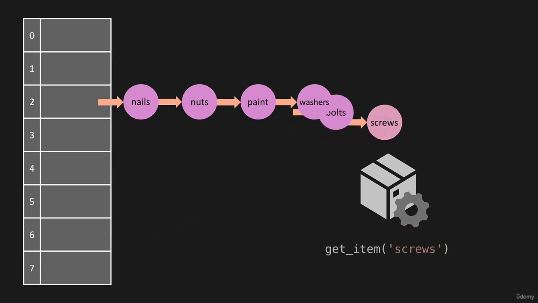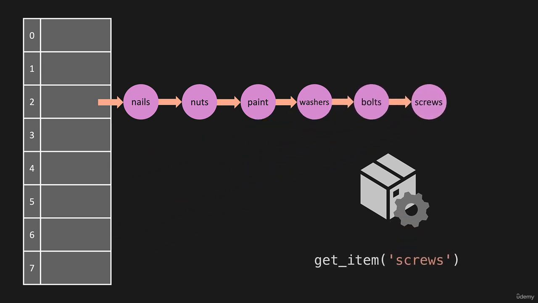But what if our hash table looks something more like this? Now when we say get item screws, it's O of 1 to find this address, but then we need to iterate through the list until we get to screws. So it would seem that the worst possible scenario would be that all of these items would be put at the same address, and we would have to iterate through all of them, and it would be O of n.